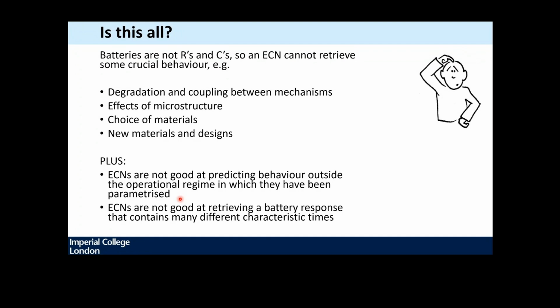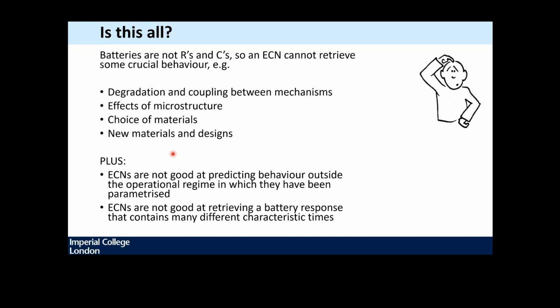There are two different sources of problems with these types of models. The more fundamental one is here. Basically, a battery is not resistors and capacitors. It's just an analogy we're using, and it works within a limited space. But it's very difficult, if not impossible, to put inside such a simple resistor and capacitor model information about degradation and how different mechanisms of degradation couple. Information about how the microstructure or the porosity that you use in the separator or in the electrodes would affect the behavior.